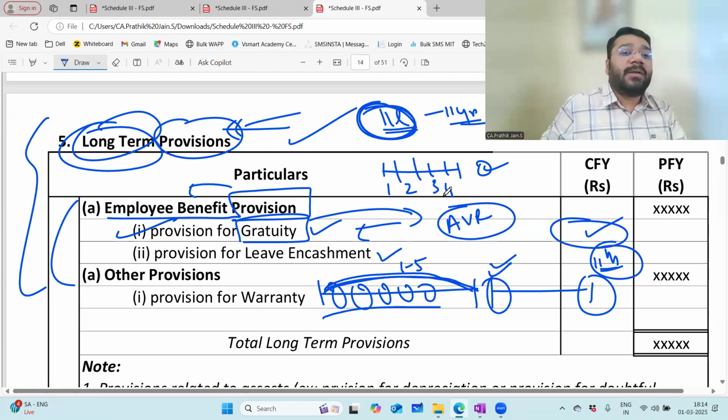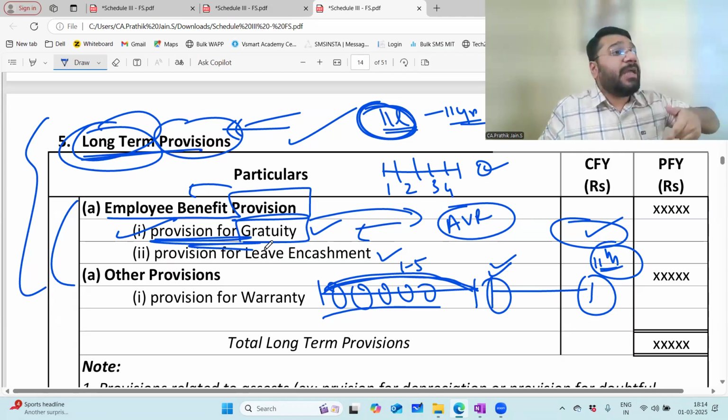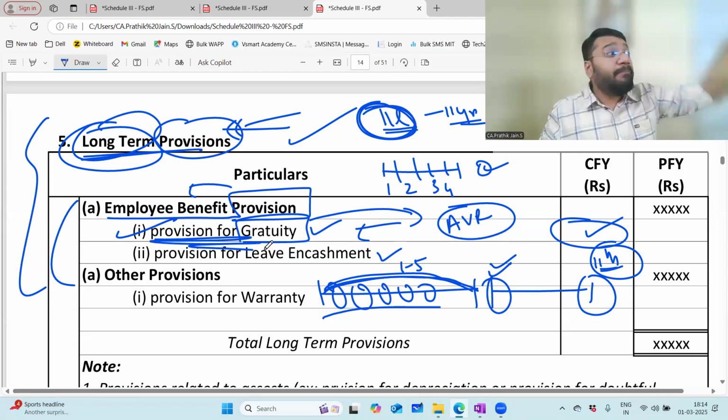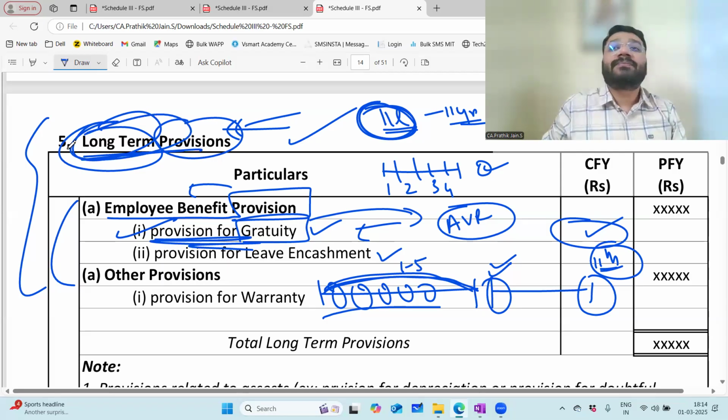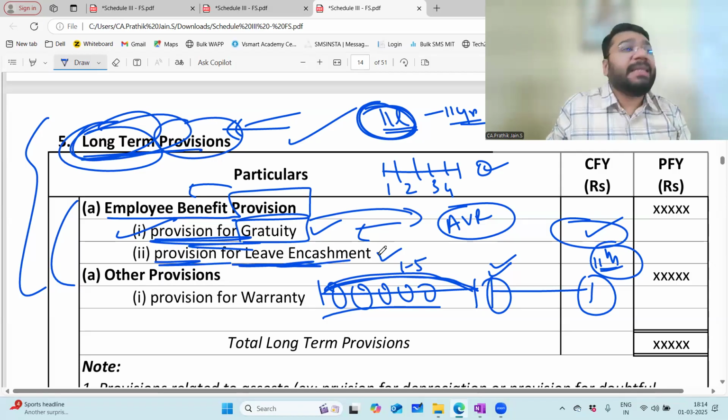So now, long-term provision: provision for gratuity is basically this gratuity amount that I'm going to pay to the employee beyond the benchmark period. Hence, it will be classified as long-term provision. Any problem? Next is the provision for leave encashment.